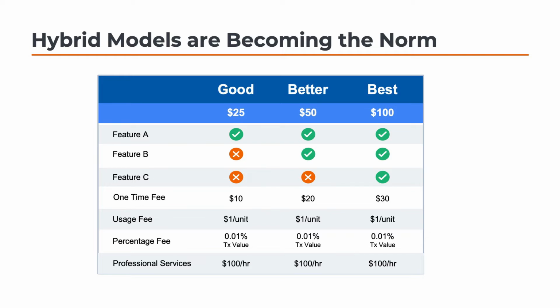This is a very simple illustration of how companies would offer multiple plans and package different types of pricing together based on what features you want to purchase. You may have different plans packaged over here. There may be a platform fee, a one-time fee, say 10, 20, $30, a usage fee. Maybe there's a percentage fee on professional services.